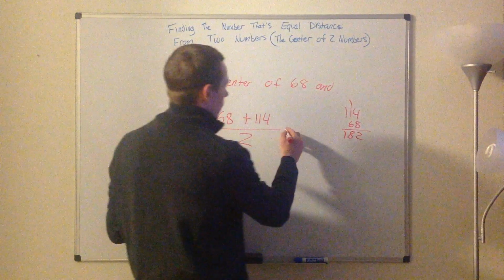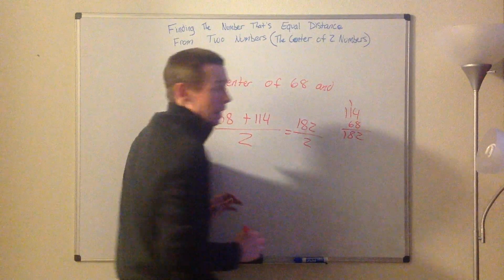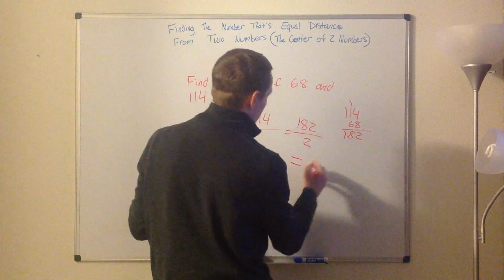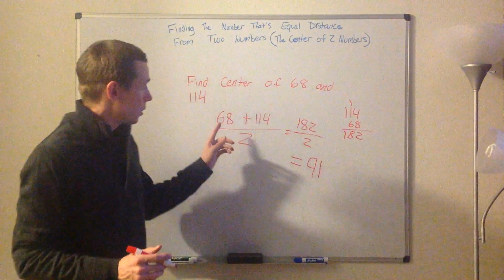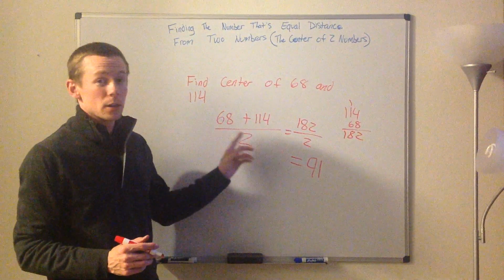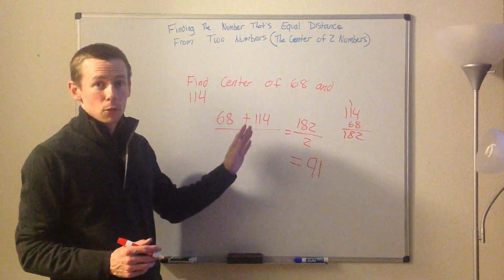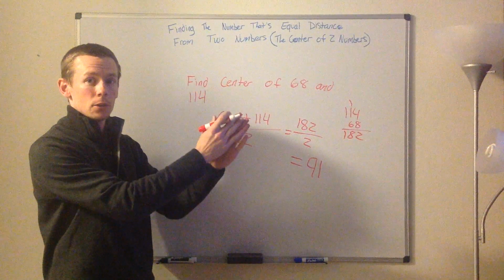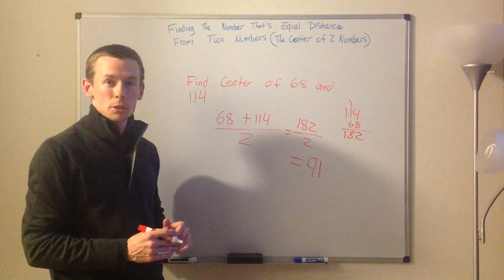So what we get is 182 divided by 2, and 182 divided by 2 is 91. So this one you can see would have been much harder to do with a number line, 68 and 114, and then moving inward until you hit that center point. This calculation makes it much, much easier.